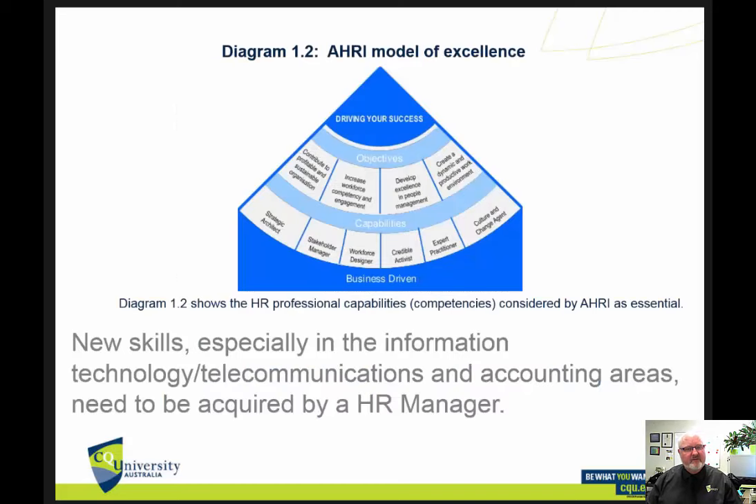Here is the AHRI model of excellence, and it talks about objectives and capabilities. Please become familiar with that diagram and how it drives success, and how new skills, especially in the information technology, telecommunications and accounting areas, need to be acquired by HR managers. HR managers in the past may not have had to develop these skills, but in today's environment it's very important that you have an understanding of how accounting works, how technology and telecommunications can impact and make your job more efficient and effective.